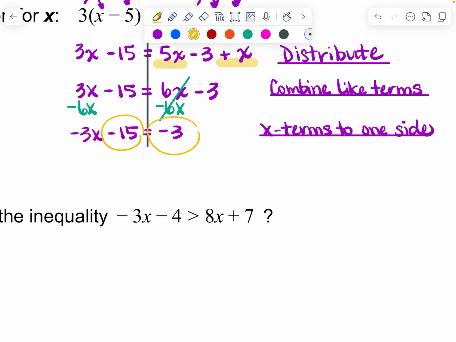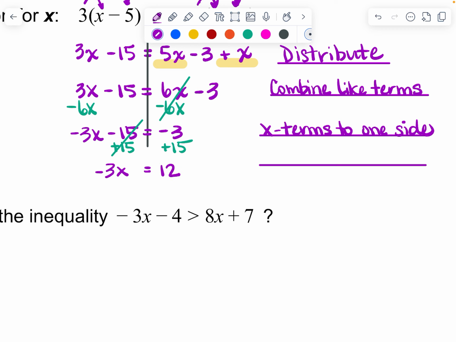I've got a constant on the left and a constant on the right, and I need them all on the right, or whatever the opposite side is from my x's. So we are going to add the 15s over here. All right, and so that is going to give us negative 3x equals positive 12. All right, and so next step, constants to other side.